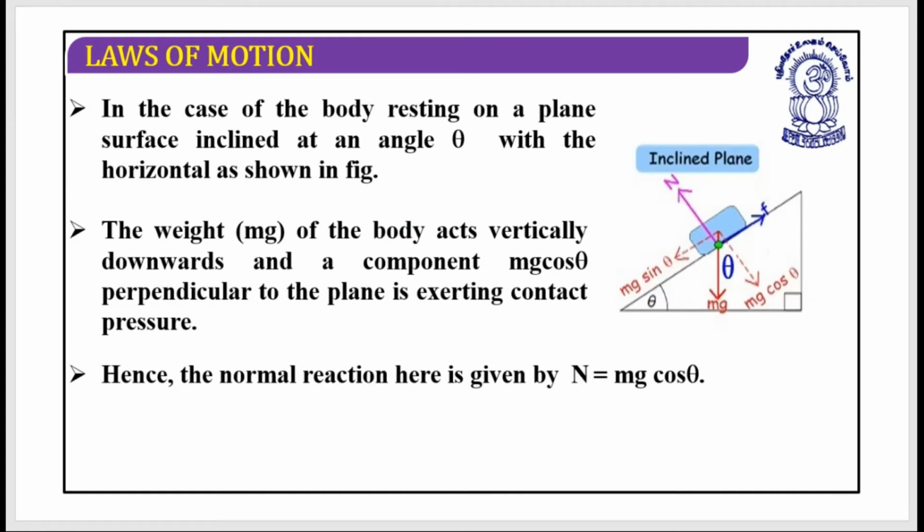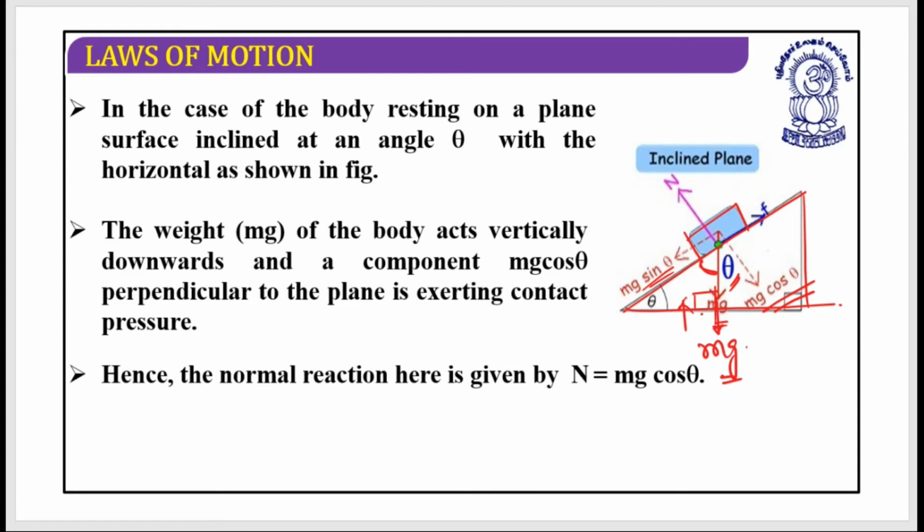In this situation, a wedge is given, and on this wedge a block has been placed. So we have done this. It's mg cos theta and mg sin theta. This is theta, so this is 90, this is 90 minus theta. This would be the theta. Here the force mg would be acting. So this is mg cos theta and this is mg sin theta.